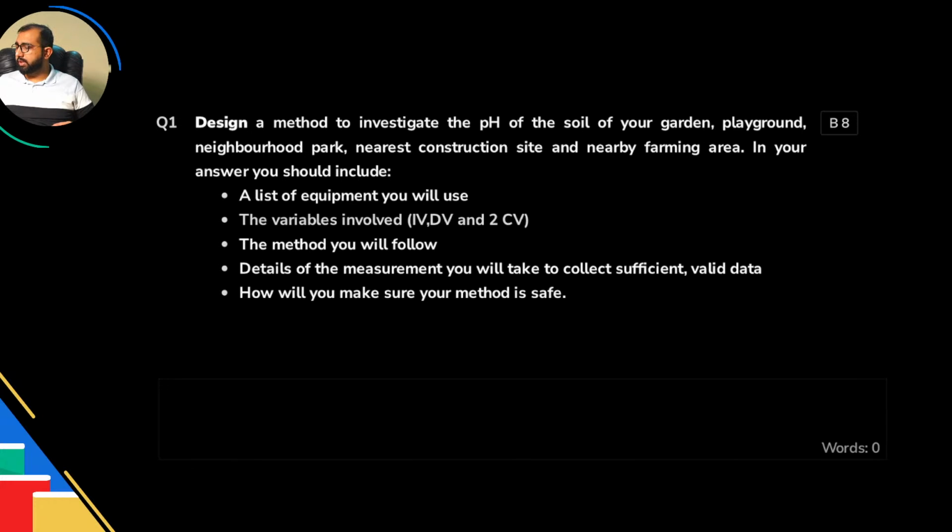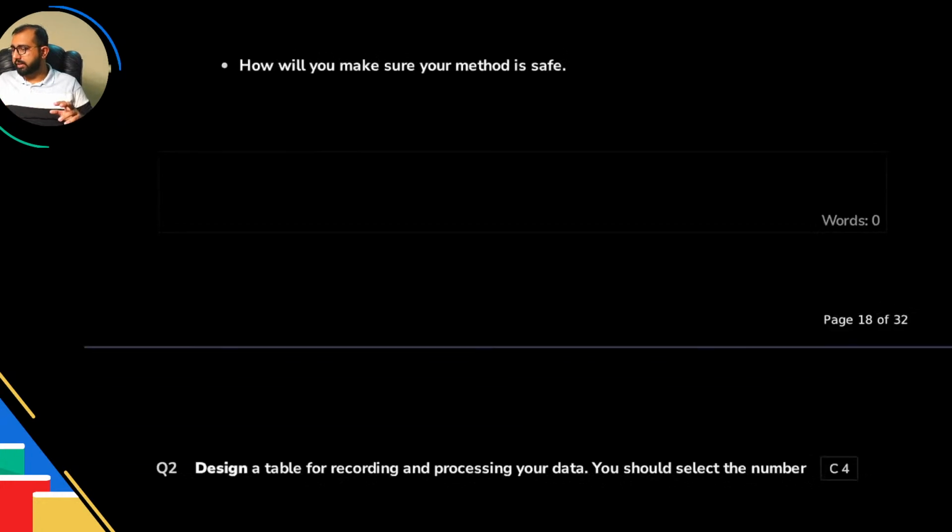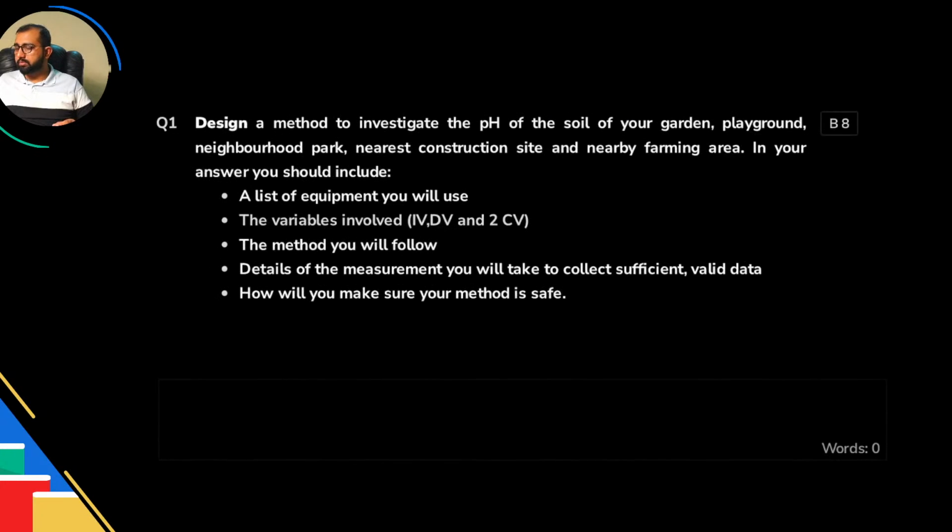Details of the measurement you will take to collect sufficient valid data. So I will measure pH. How many pH values will I get? Of course, I'll take 3 samples from each site. So that is 3 different pH values. Then I'll take their average. So valid data, of course, then I have to process that, right? How will you make sure your method is safe? I'll wear gloves.